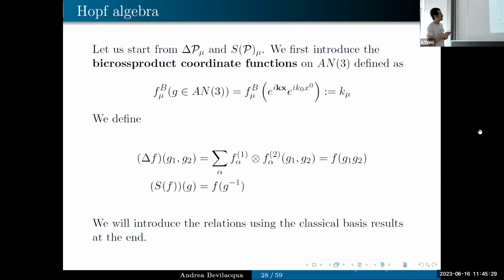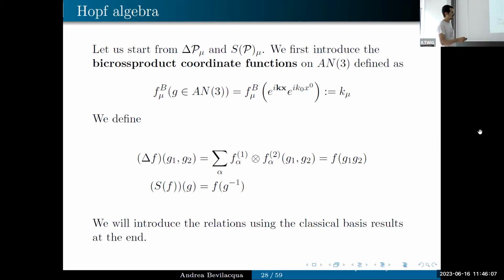Well, to get the coproduct and the antipode, basically what you use is this bicrossproduct coordinate function. You don't necessarily use this, but it makes it much easier. What does this mean? Whenever you apply it to a group element, it takes out the momentum component of it. And you can define the coproduct of F on two group elements in this way. This is the Sweedler notation. We will talk about it later. And of course, the antipode is F of G to the -1.